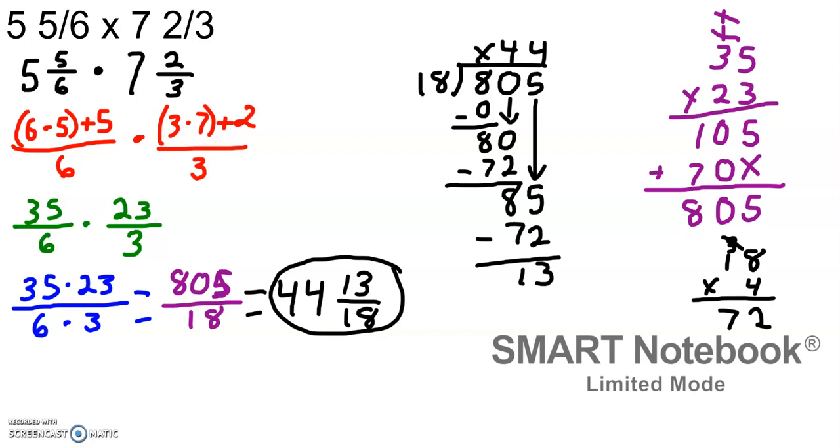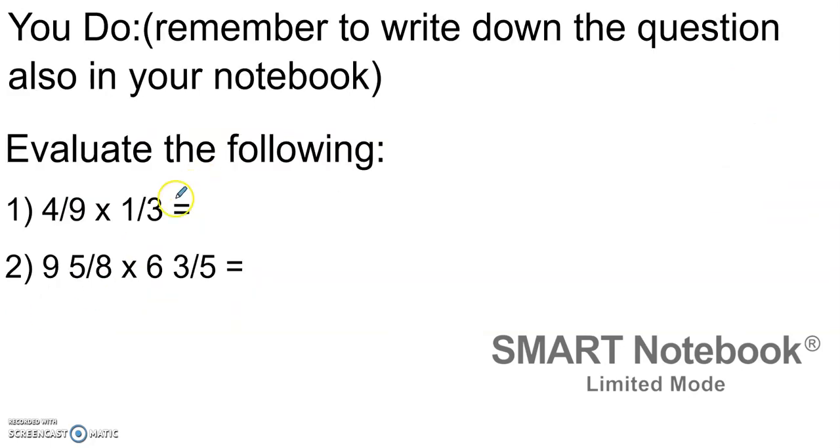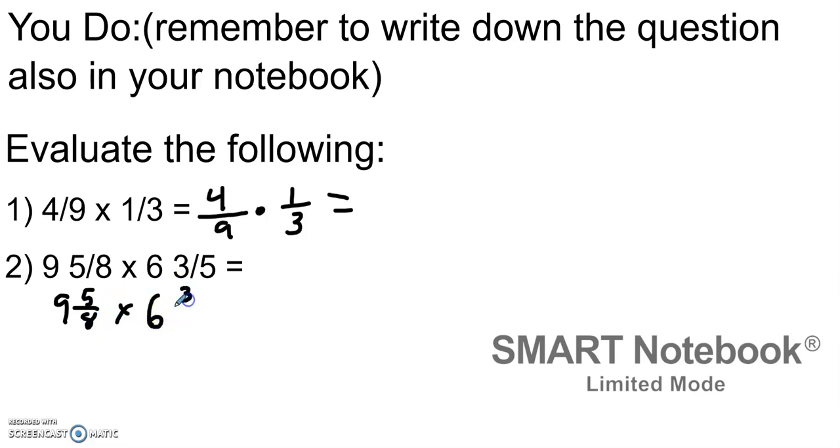Now that we have some of these questions down and some practice in them, I want you to try it too. So I want you to do 4/9 times 1/3, and that's normally written as 4/9 times 1/3. And then I also want you to work with the whole numbers. So this is 9 5/8 times the 6 3/5.